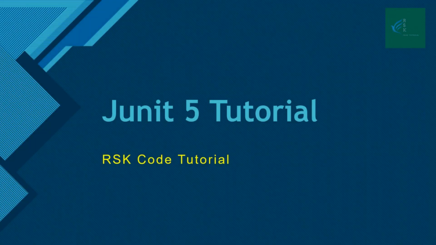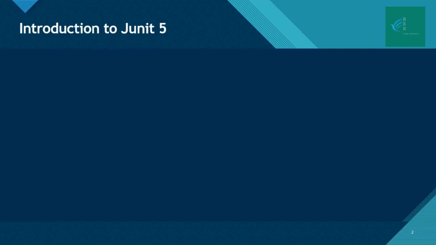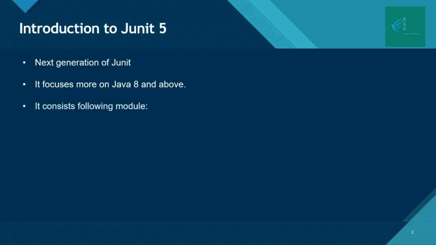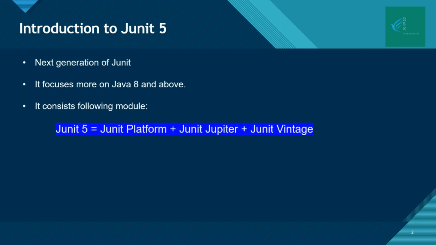So in this new series, let's talk about JUnit 5 in the JUnit framework. JUnit 5 is the next generation of JUnit. It focuses more on Java 8 and later versions of Java. It consists of the following modules. JUnit 5 has JUnit Platform, JUnit Jupiter, and JUnit Vintage.